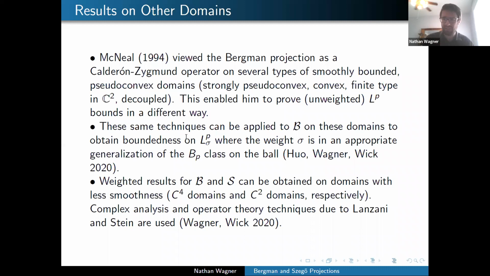And it turns out that you can also do some things for the Bergman and Szegő projections on domains with less smoothness. For the Bergman projection, we were able to do it for C^4 domains, and for the Szegő projection, we were able to get all the way down to C^2 domains. For this, it's more complicated, and you have to use some complex analysis and operator theory techniques due to Lanzani and Stein, in addition to some new ideas. This was done by Brett and myself.